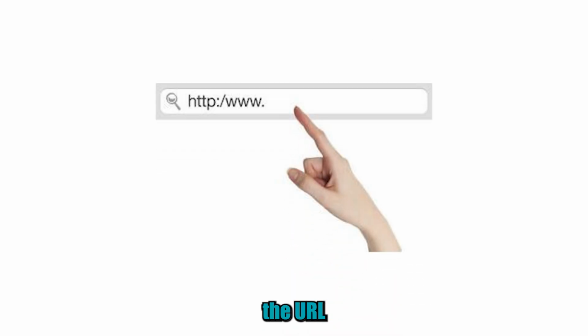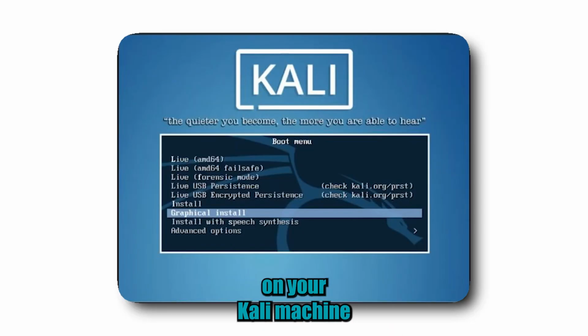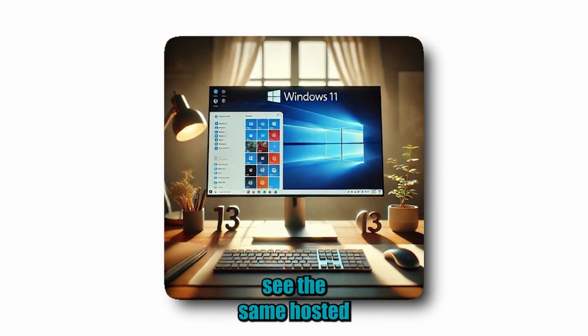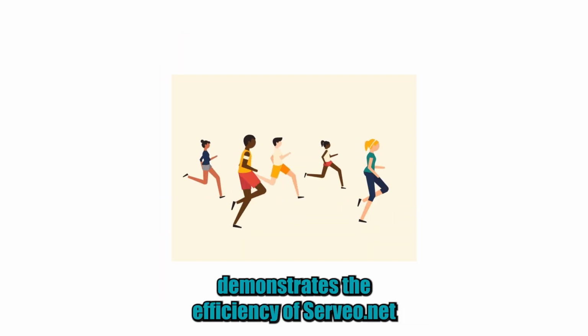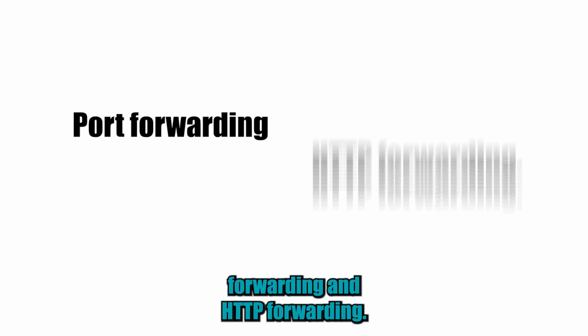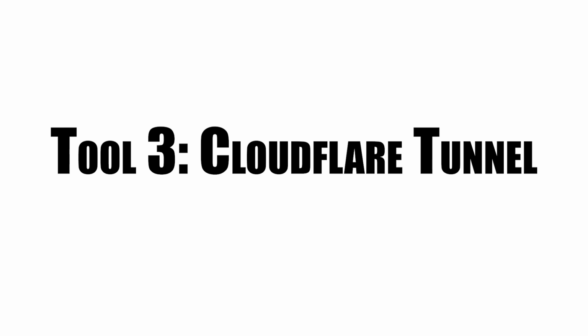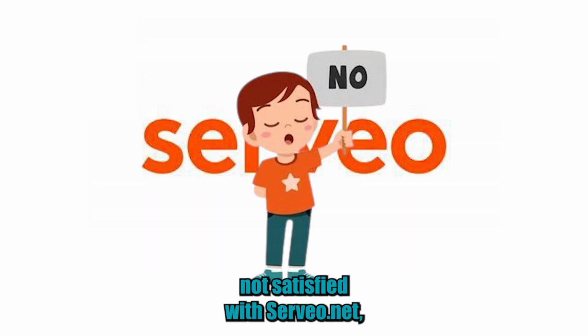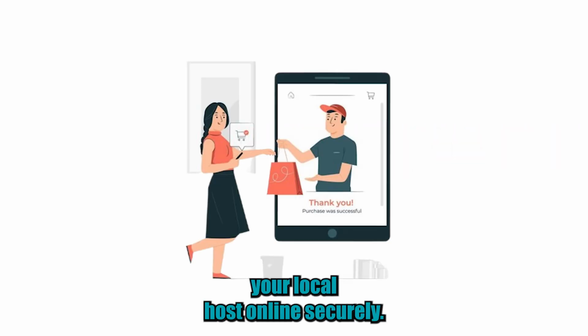Whether you paste the URL into a browser on your Kali machine or a Windows machine, you will see the same hosted page. This demonstrates the efficiency of Servio.net in port forwarding and HTTPS forwarding. Tool 3. Cloudflare Tunnel. If you are not satisfied with Servio.net, the next tool is Cloudflare Tunnel. Cloudflare Tunnel allows you to forward your local host online securely.